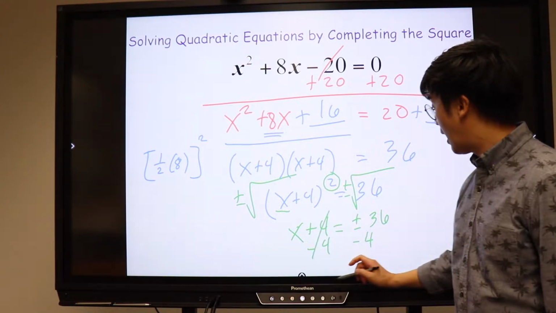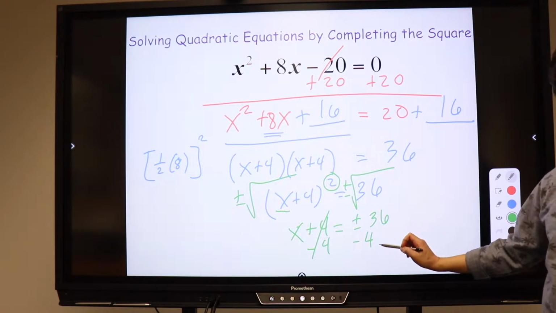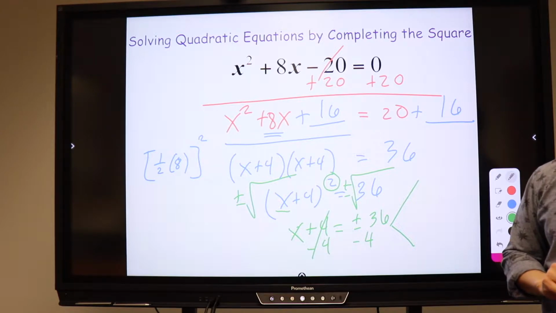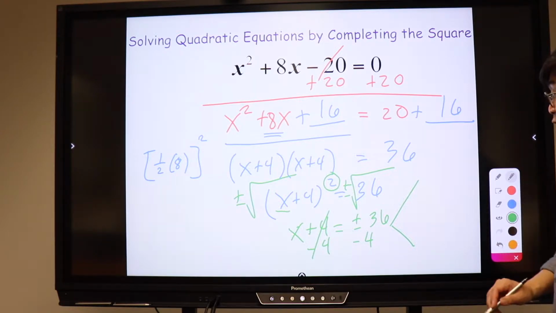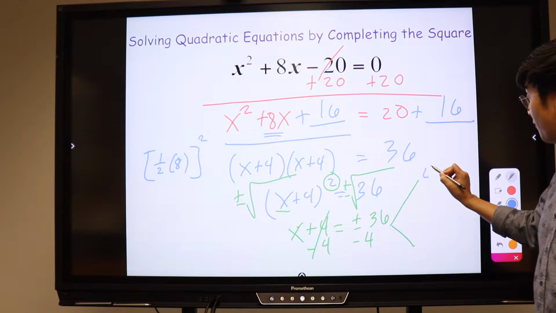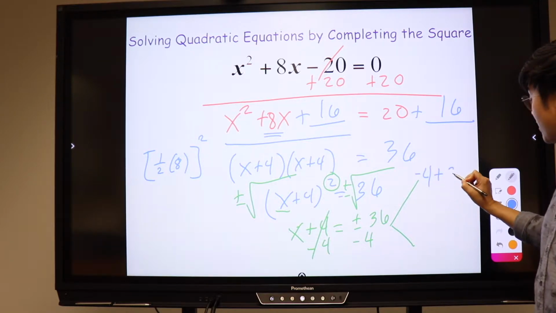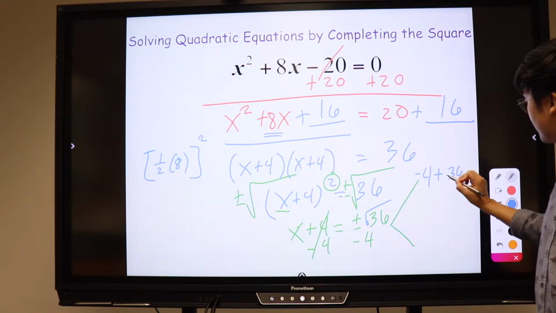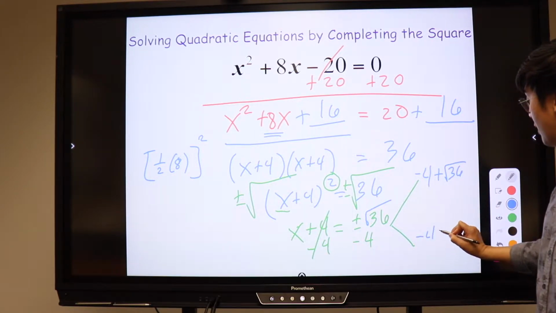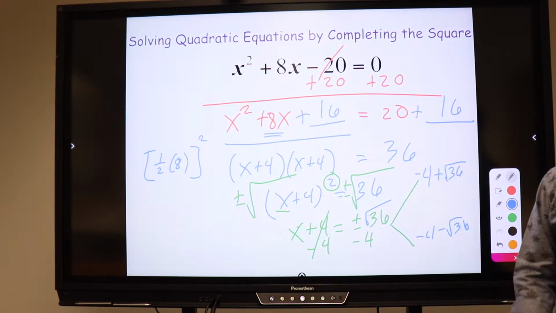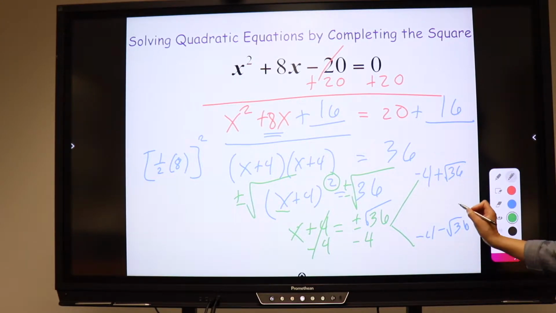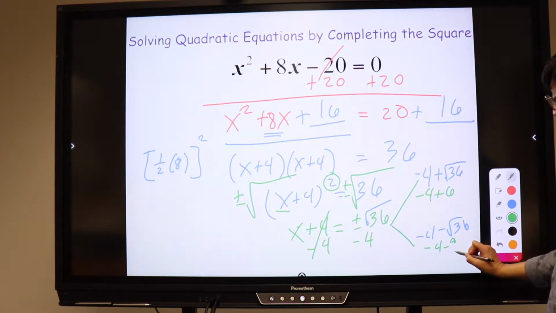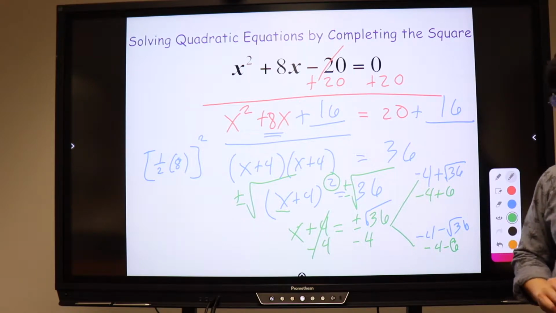So, how are we going to simplify plus or minus 36 minus 4? We'll split it into two solutions. That's the reason why you have plus or minus. So that means you will have negative 4 plus square root of 36, and you have negative 4 minus square root of 36. And what is the square root of 36? 6. And we have two answers.